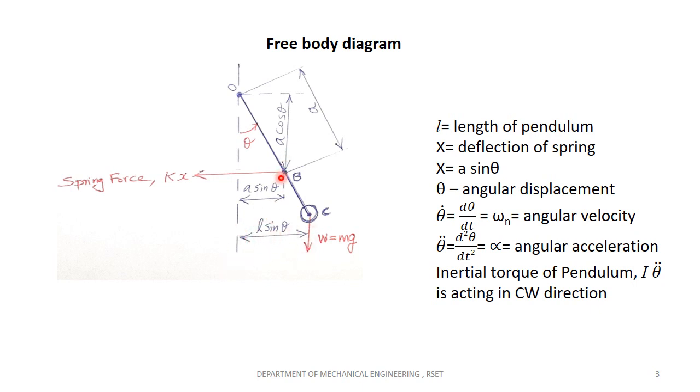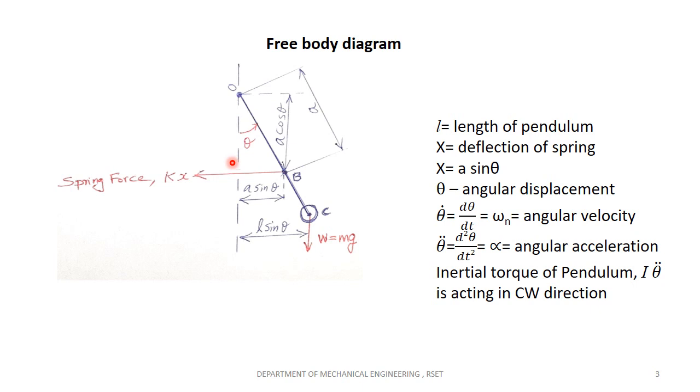Similarly, A sin theta is the deflection, and A cos theta is the perpendicular distance of the spring force with respect to the point of oscillation. Perpendicular distance between spring force and the point of oscillation. So this is the distance. So you understood the figure.